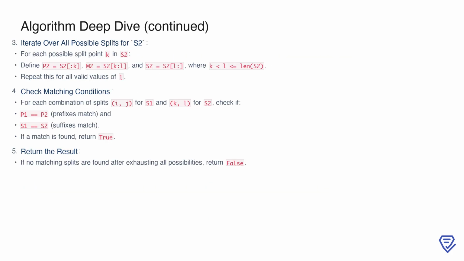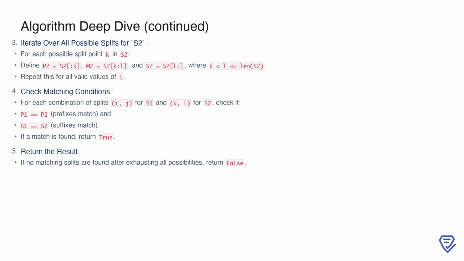Similarly, we iterate over all possible ways to split S2. For each potential split point k, we define P2 as the substring up to k, M2 as the substring from k to some later split point l, and S2 as everything after l. By evaluating all valid combinations of k and l, we generate every possible partition of S2 into prefix, middle, and suffix. Once we have these splits for both sentences, we check the matching conditions.